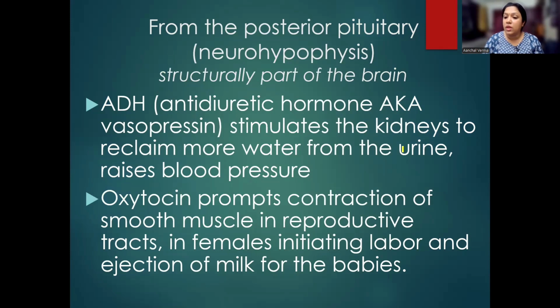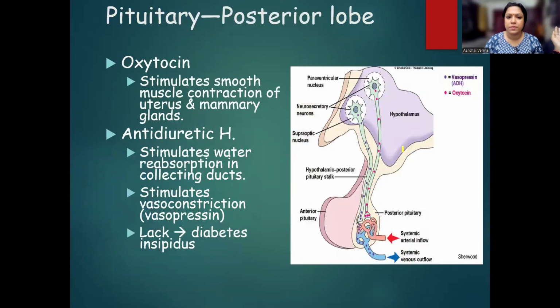That is polyuria. That is multiple times urination. Oxytocin promotes the contraction of the smooth muscles in the reproductive tract in female, initiating the labor and ejection of milk in the babies. The oxytocin also plays a very important role for the uterine contraction during the parturition, that is delivery of the baby.